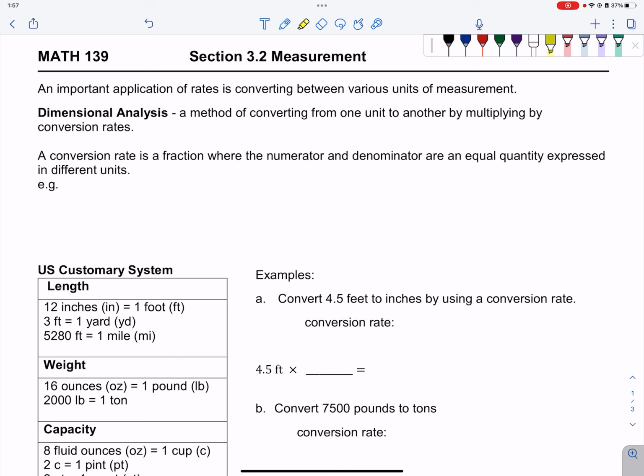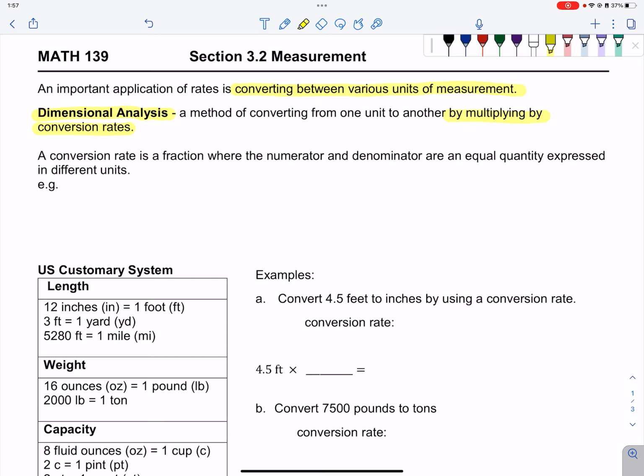In section 3.2 here, we are going to be working through problems that deal with converting between different units of measurement. We do this through a method called dimensional analysis, and essentially what we are doing is we're taking our quantity of something with its specific unit and multiplying it by conversion rates.